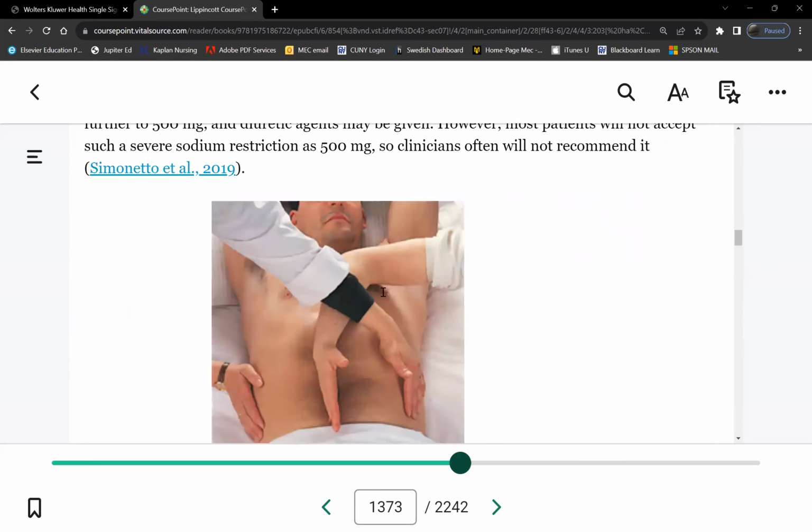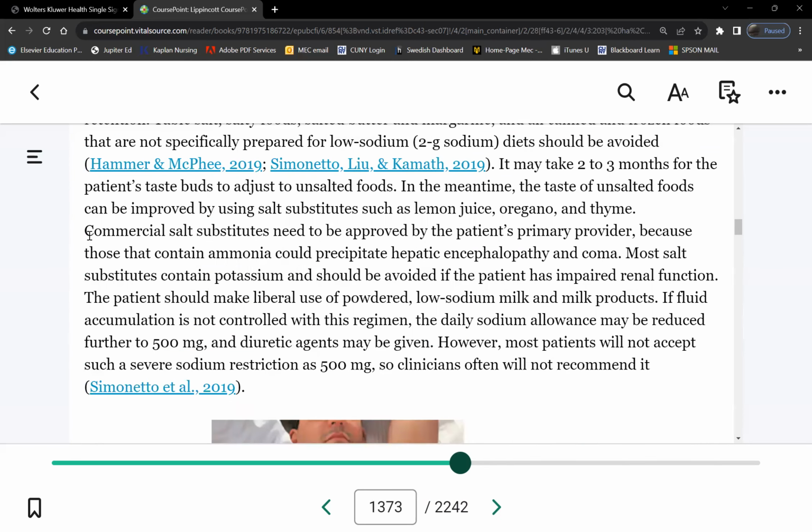But again, for commercial salt substitutes, what are they made of? They're made of potassium. So instead of sodium, they use potassium.